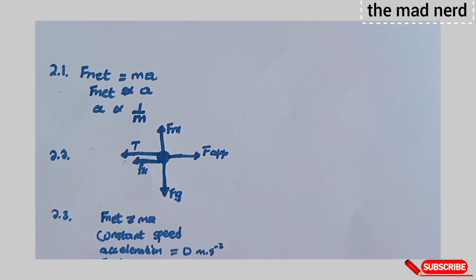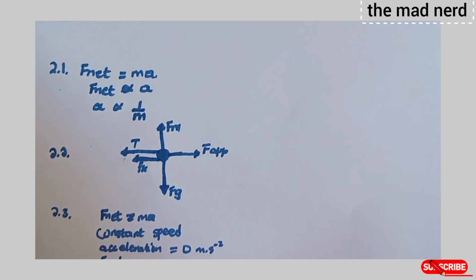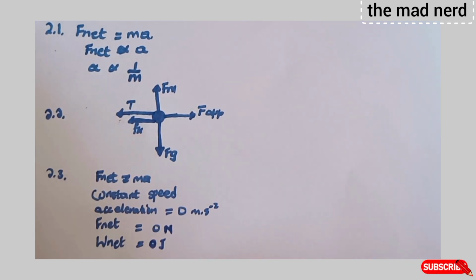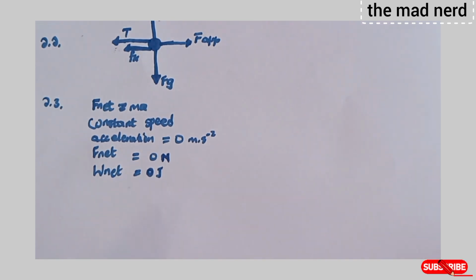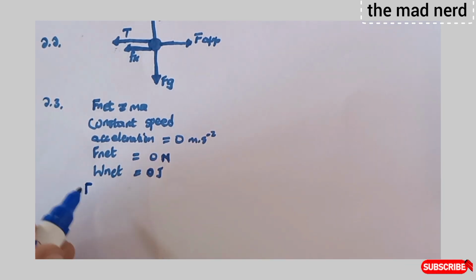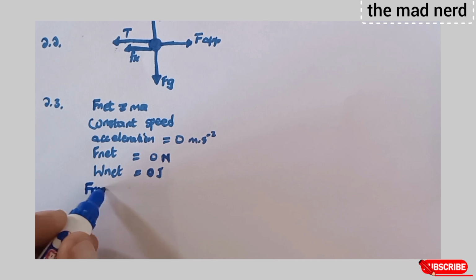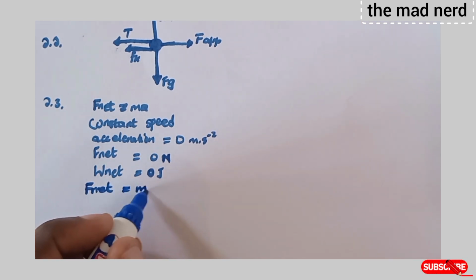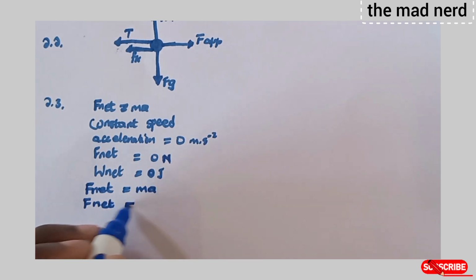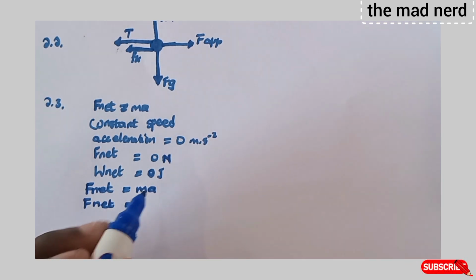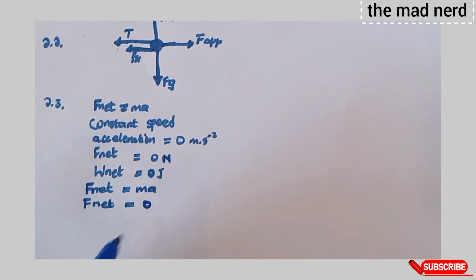So now let's get straight to the question and see how we can approach this one. First of all, we say F net is equal to ma, and then we say F net is equal to m times a 0. It becomes a 0.